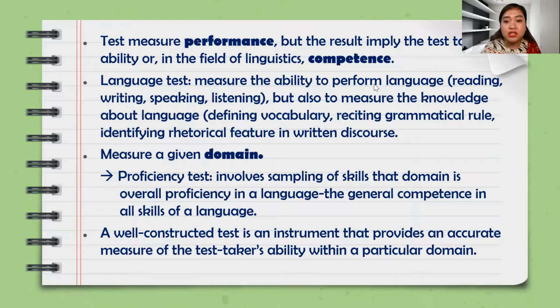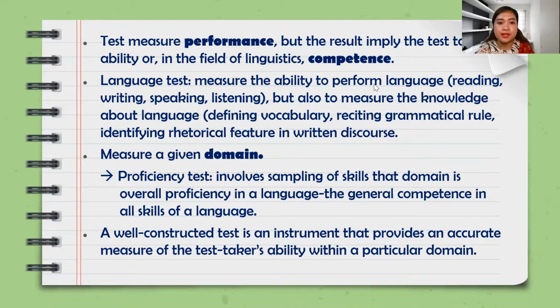In performing the language, we deal with skills. In measuring the knowledge about the language, we deal with vocabulary, grammatical rules, or sometimes identifying rhetorical features in written discourse. A task should also measure a given topic. For example, in terms of proficiency tests, the test involves sampling of skills, and that domain is overall proficiency in a language, the general competence in all skills of a language.